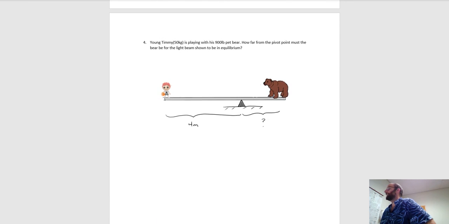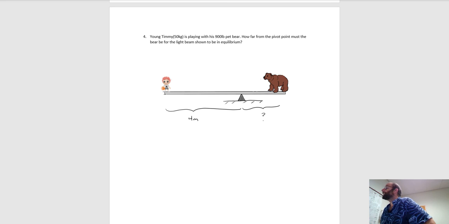Timmy, yeah, young Timmy, okay. So we're going to imagine that this is a light beam. It's in equilibrium here. And the idea is to draw a free body of the system. I would define the system like this. Just include Timmy and the bear in your system.